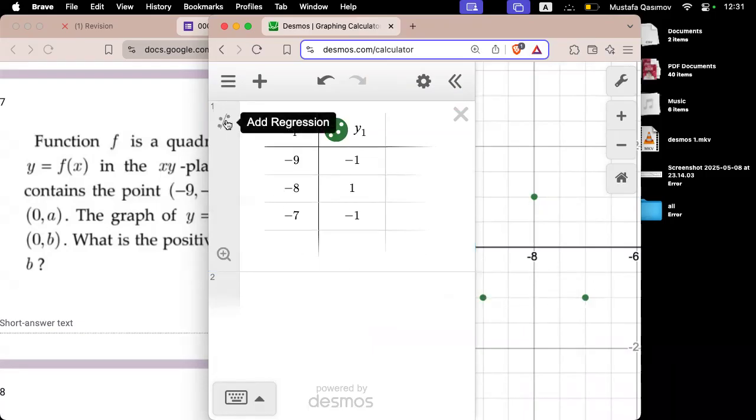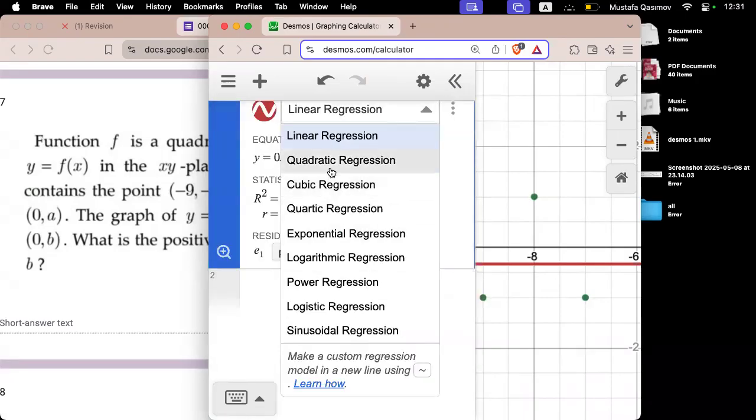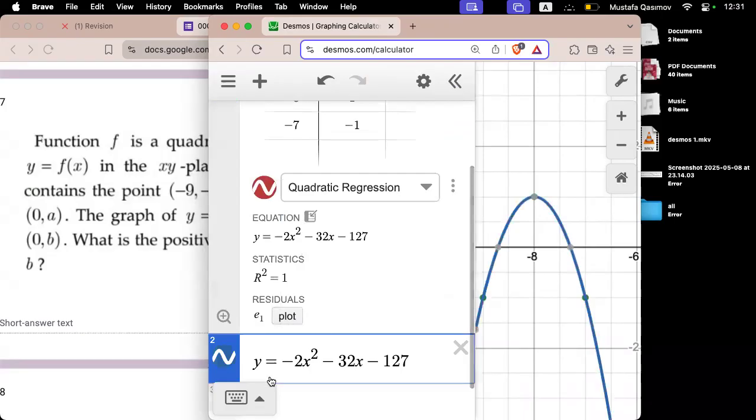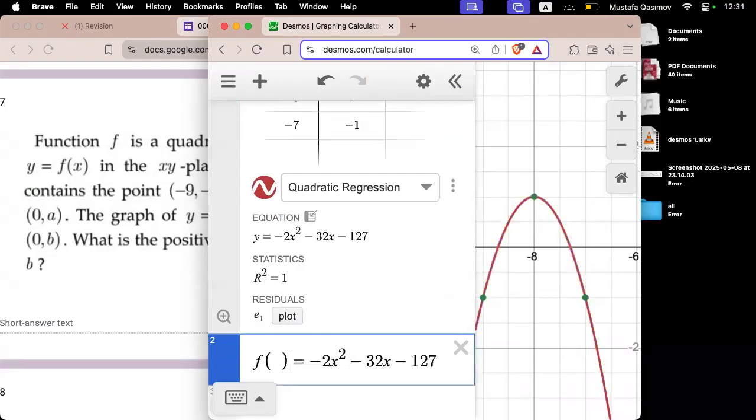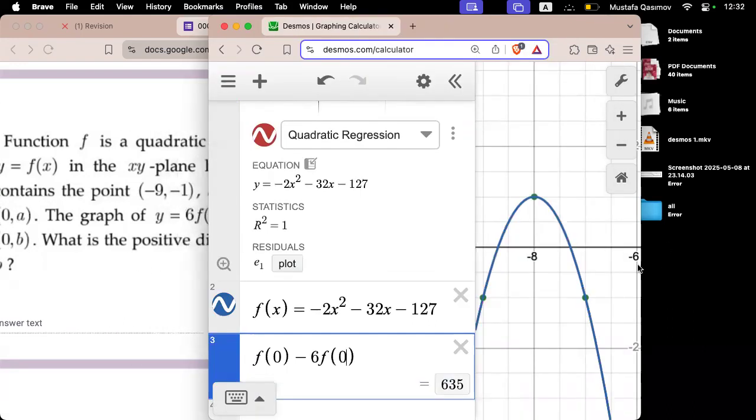After that you can press that one because we have already 3 points. Then press quadratic and you will get this equation. Then write here f of x. Then write here f of 0 minus g of 0. 635. And also it's positive. If you get negative here, it means that you have to take the absolute value. It must be positive. Any question from here?